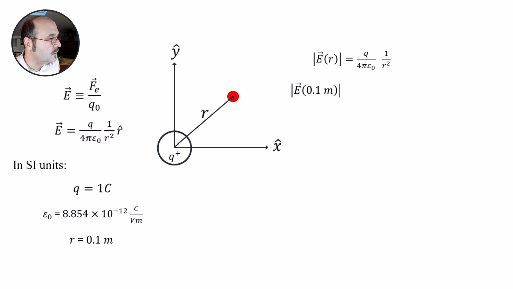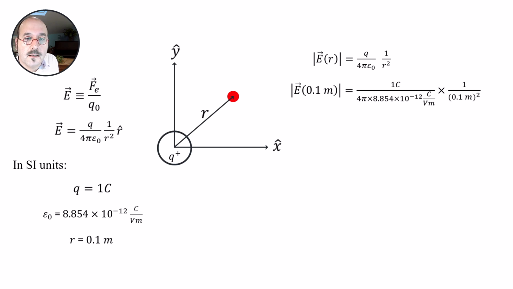So Q we wrote down as 1 coulomb divided by 4 pi, and I'll say 8.854 times 10 to the negative 12 C per volt meter. So this can get very complicated, so I'll just do my best to keep track. Notice we have the large fraction, and then with the units we have that small fraction in there as well. 1 over r squared, I'm going to multiply these two fractions together. So I'll say 1 divided by, in this case, 0.1 meter squared.